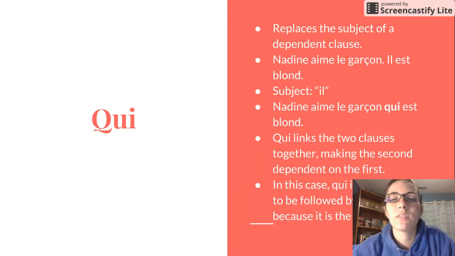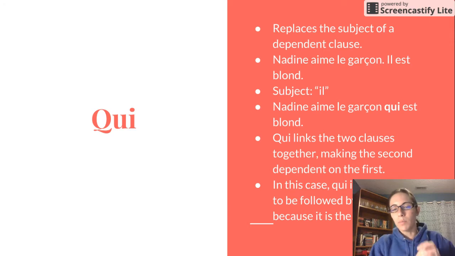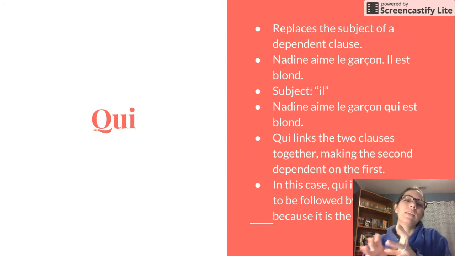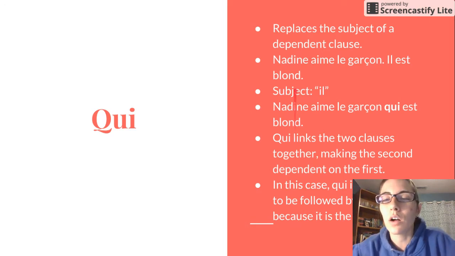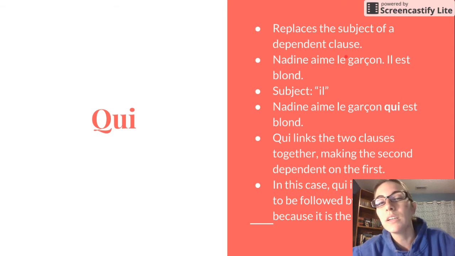Qui replaces the subject of a dependent clause. Okay, so we had our independent clause, which functions all by itself, and then we have our dependent clause, which needs the independent clause in order to make sense. So we see Nadine aime le garçon, il est blonde, okay? Il est blonde is depending on Nadine aime le garçon because we need to know who le garçon is in order to understand who il is, right?